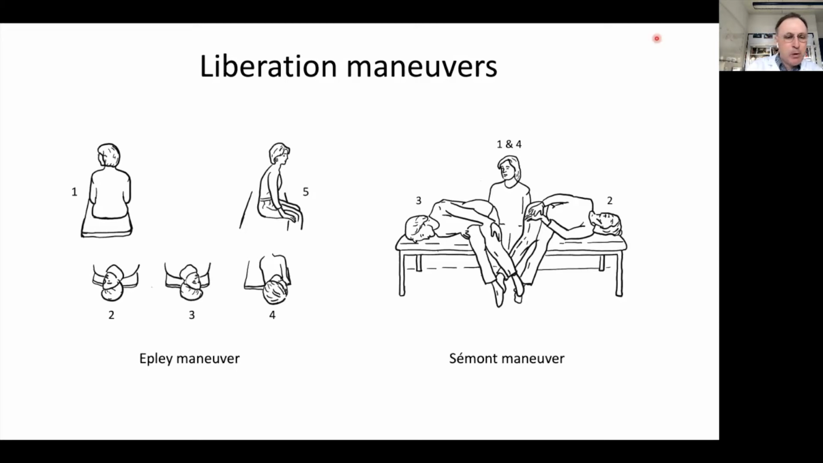For instance, the Epley maneuver requires quite some mobility of the back and the neck, as you can see here. If you want to go in a head hanging position, this might be especially difficult in patients that are frail. The same applies to the Semont maneuver, which is not possible if you cannot turn your head appropriately to the left or to the right.